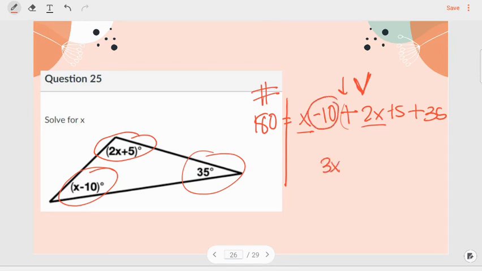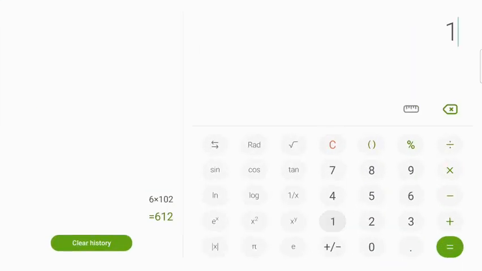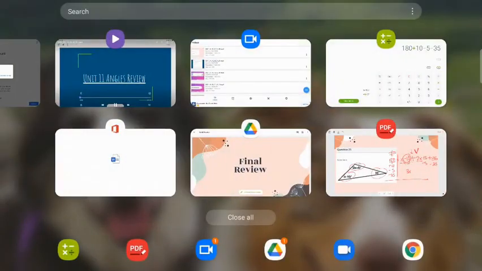I'm going to get rid of all my numbers. I need to add 10, I need to get rid of 5, and I need to get rid of 35. And those are being added, so I'm going to subtract. So 180 plus 10 minus 5 and minus 35 is 150.